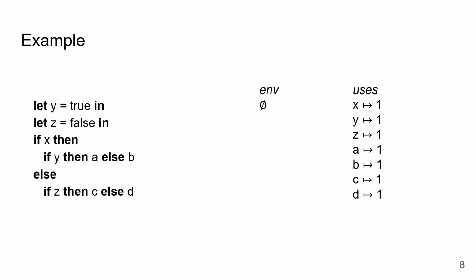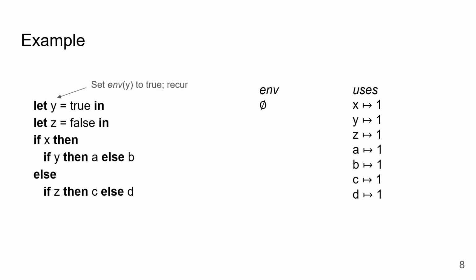Here's an example which illustrates how these implementation strategies can be used to optimize the term shown on the left. To start, the environment is empty, and uses maps each variable that occurs in the term to the number of times it's used. In this case, there are 7 variables, x, y, z, a, b, c, and d, and each is used once.